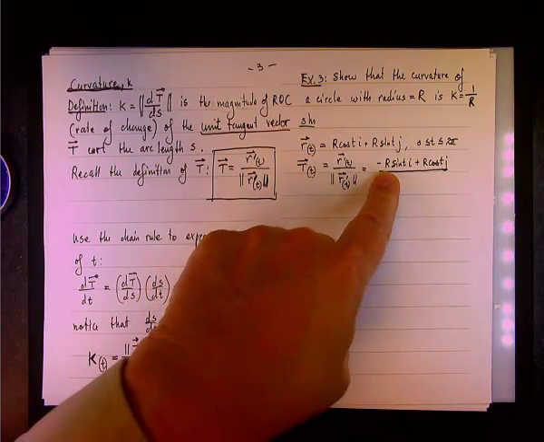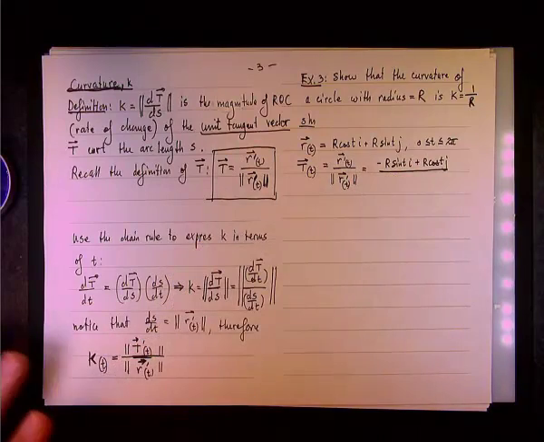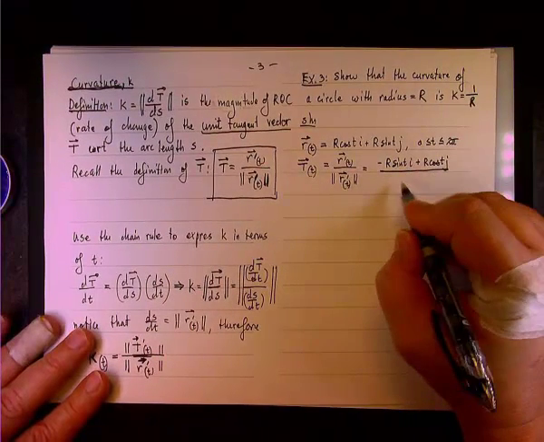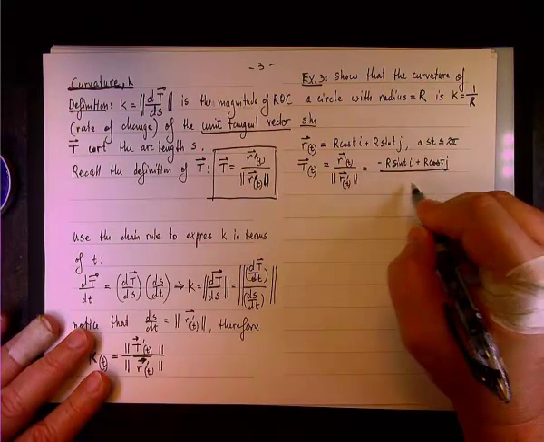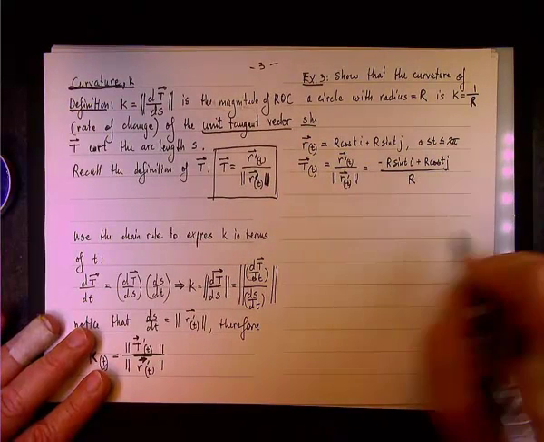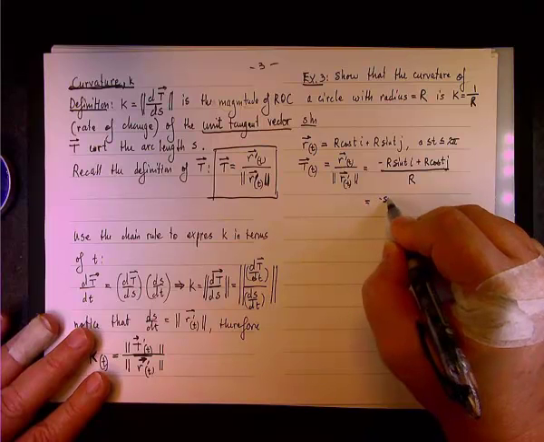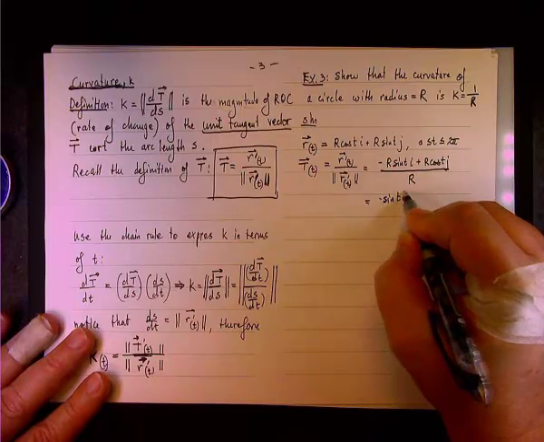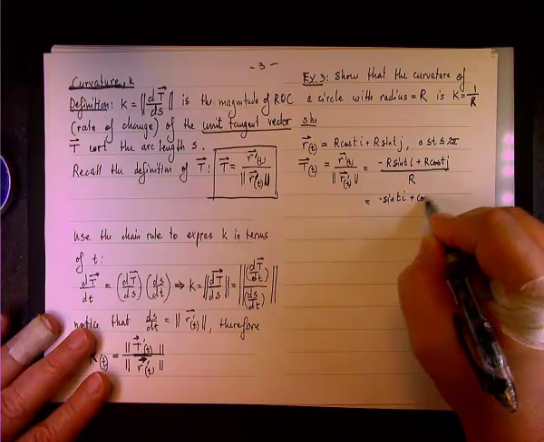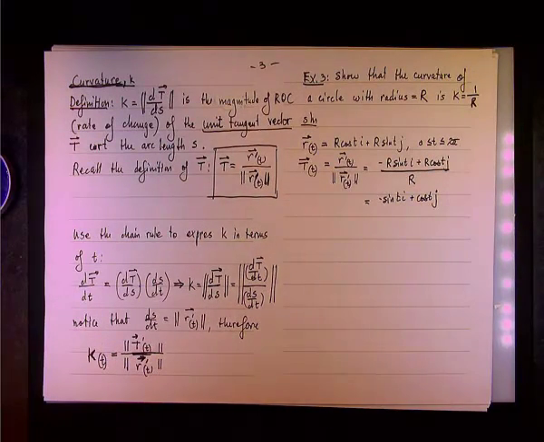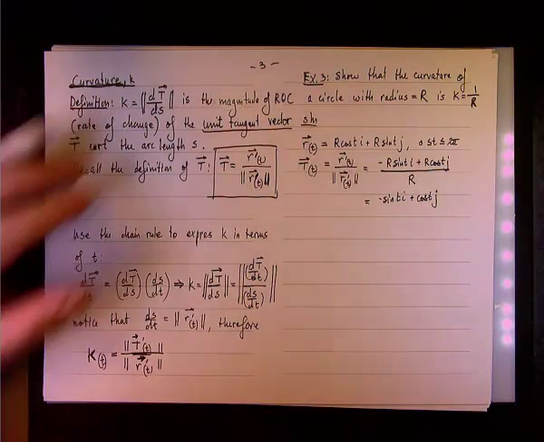And if you find the magnitude, then you have r squared sine squared plus r squared cosine squared, or simply the square root of all of these. So the square root of r squared. So we simply divide by r, and therefore T will be negative sine t i plus cosine t j, like so.